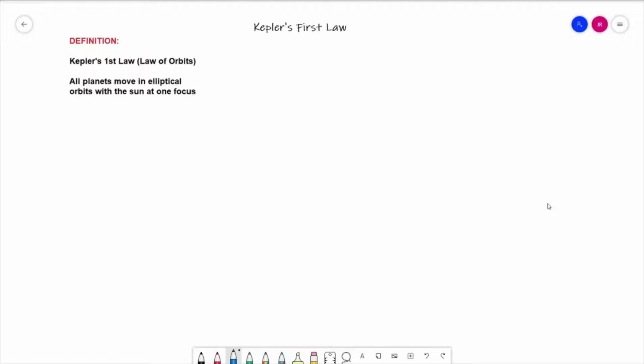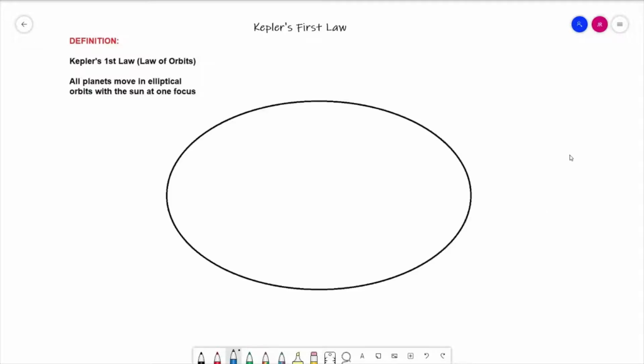So going through this logically then, we'll do obviously Kepler's first law first. There you can see the definition on the screen. Kepler's first law, which is also known as the law of orbits, states that all planets move in elliptical orbits with the Sun at one focus. Now where it says elliptical orbits, that just means the orbit of the planet is the shape of an ellipse.